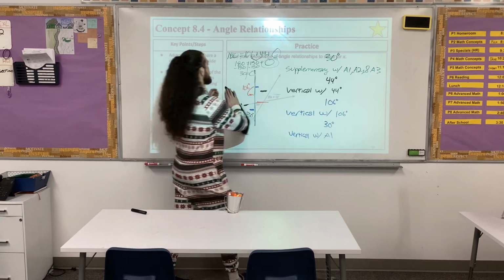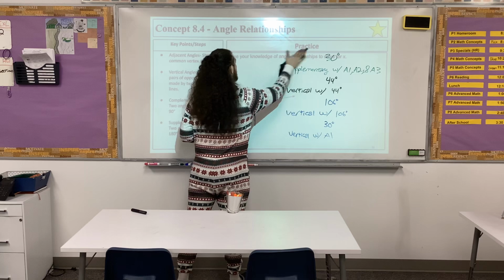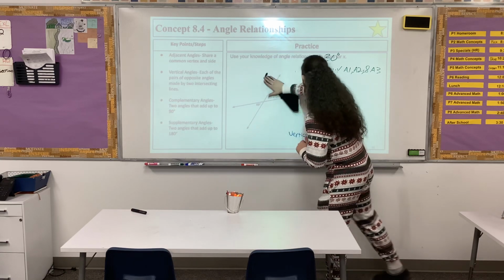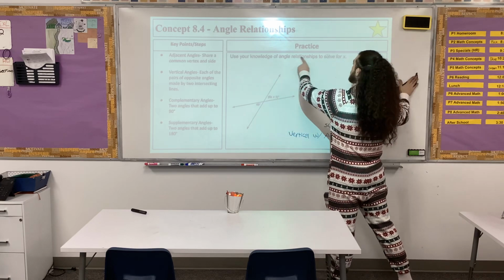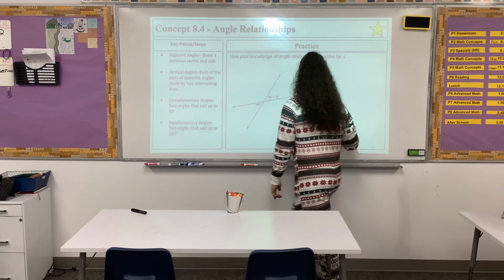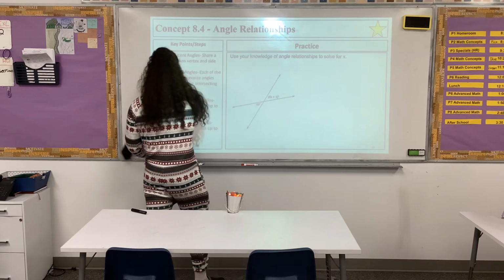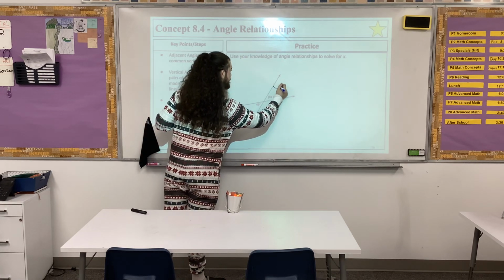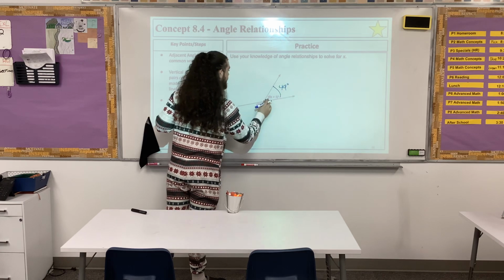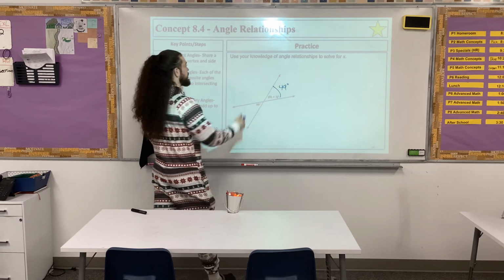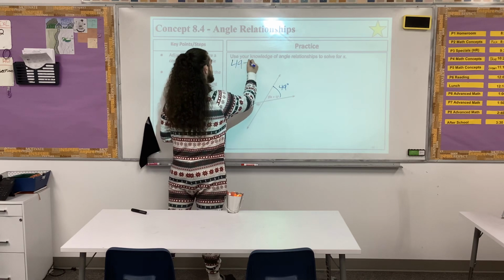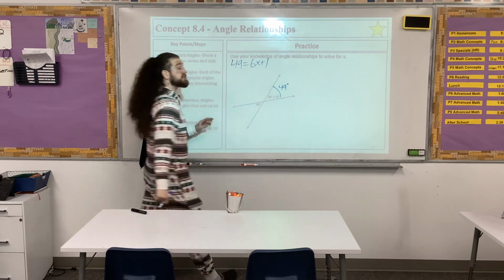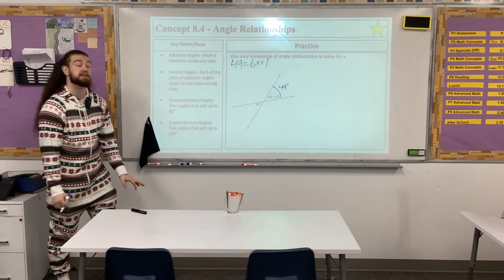Now, these relationships aren't always going to be super straightforward. Just because I know how many degrees it is doesn't mean I know what the variable equals, right? So use your knowledge of angle relationships to solve for x. Well, these are vertical angles. So this is 49 degrees. But I need to know what x is. So I know the total is 49 degrees, and that is coming from 6x plus 1. It's just an equation, and we can solve equations.